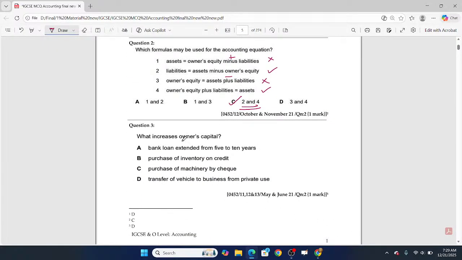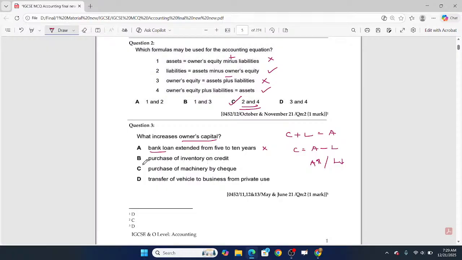What increases owner's capital? Bank loan extended from 5 to 10 years. No. Loan is not part of owner's capital. Okay. So, capital plus loan is equal to asset. Otherwise, capital is equal to asset minus liabilities. If the asset increases or liability decreases, automatically it increases the capital. Is that okay? That's a simple logic.